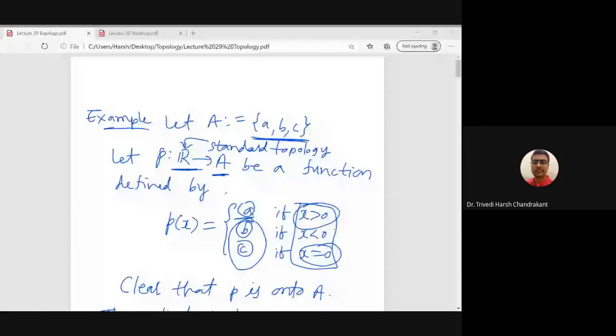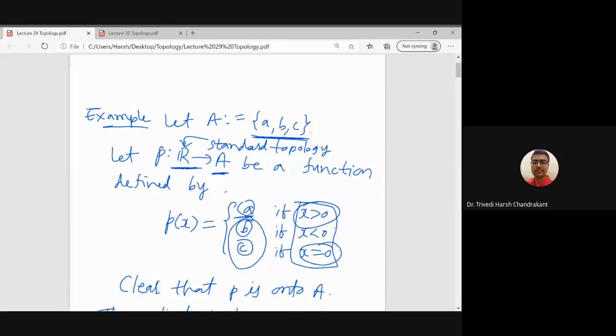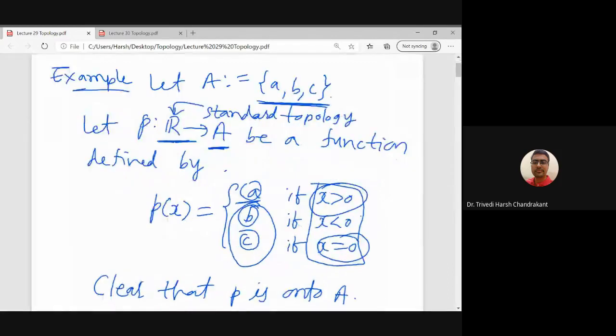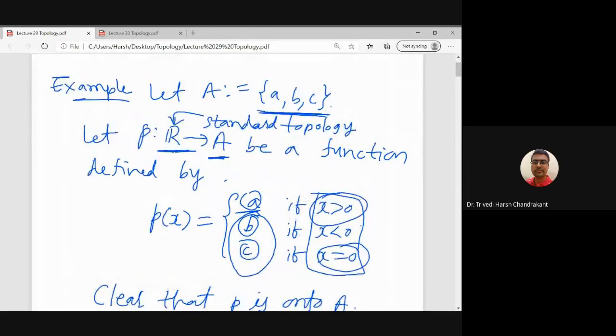With respect to a function and a domain topological space, we can define a topology on the codomain. That is the quotient topology. So let us quickly revise the last lecture and then we will go forward.